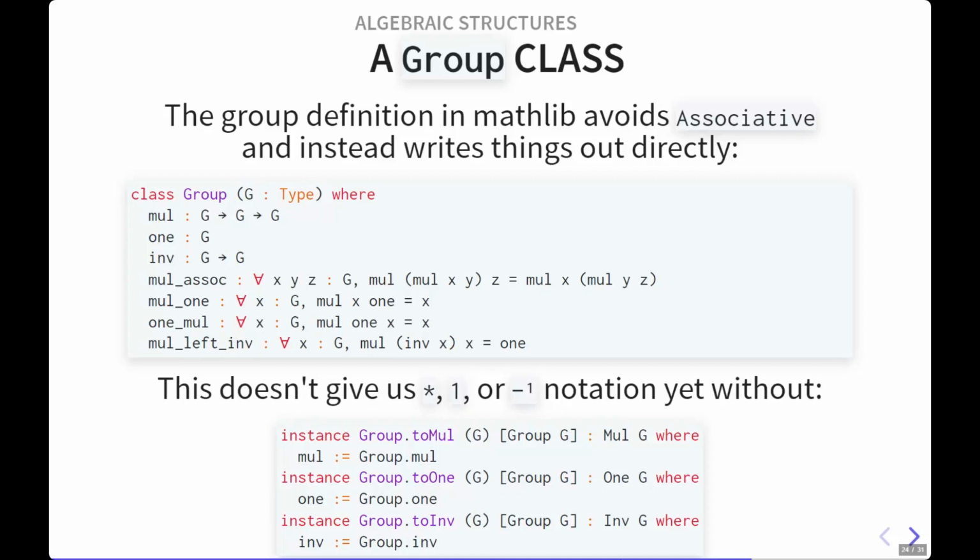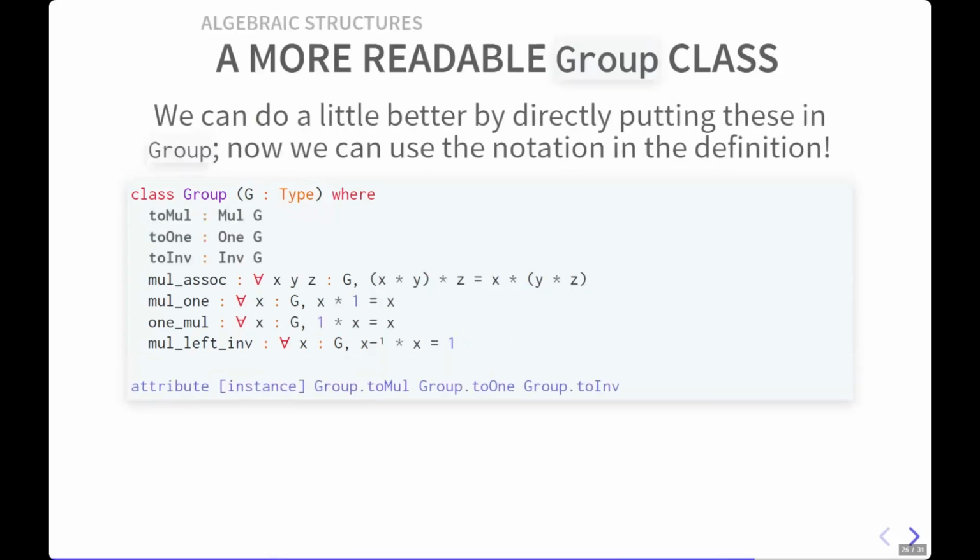But this is a lot of boilerplate. We don't want to write this. So instead, we can put the toMul, toOne, toInv fields directly inside the group. And this means we get the nice notation. We still have to tell Lean that these exist as instances. So this attribute instance is saying, the group2mul that you defined automatically for me, please tag it with the instance tag that we tagged it manually with earlier.